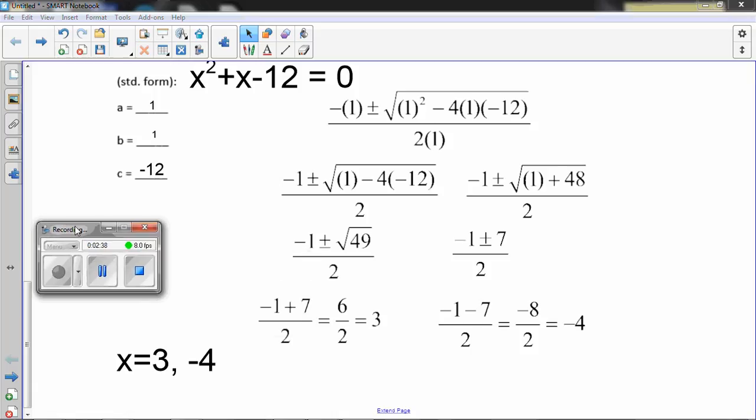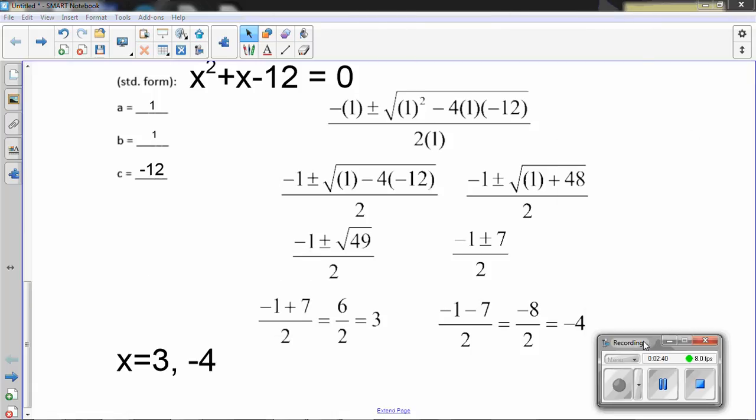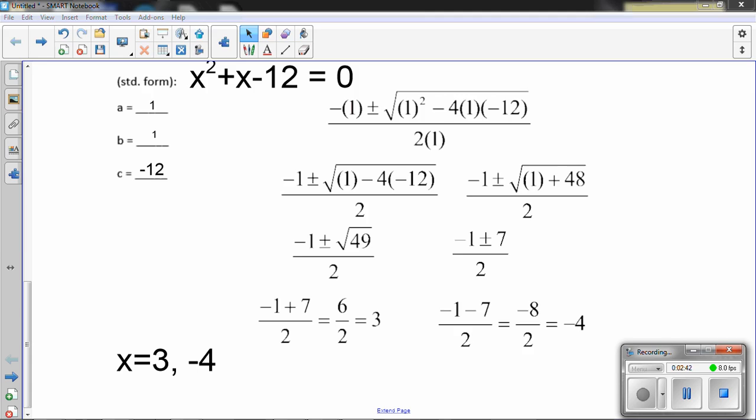So I'm just going to keep this off to the side. It won't stay off to the side, I promise. So yeah, that's all we do.